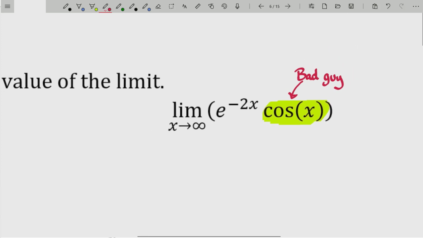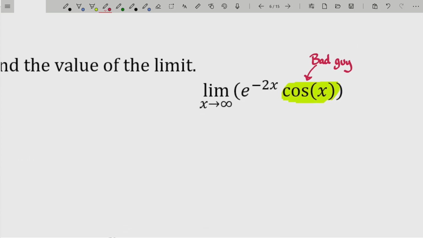All right. And so if that's the case, we might be able to bound the bad guy. Well, I think I'm really good with that. I'm going to trademark that. Bound the bad guy. Bound the bad guy. So let's bound that bad guy and see what happens.